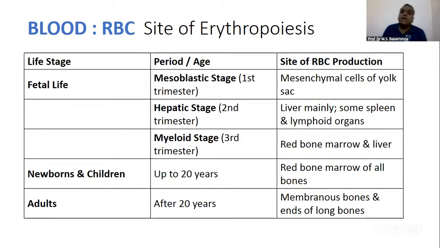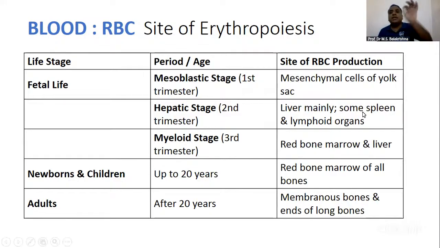Now coming to erythropoiesis, that is the formation of RBCs. At different stages, RBC production is done throughout life. In fetal life, it is done at three different places. In the first trimester, called the mesoblastic stage, RBC production takes place from mesenchymal cells of the yolk sac. Extremely important MCQ.